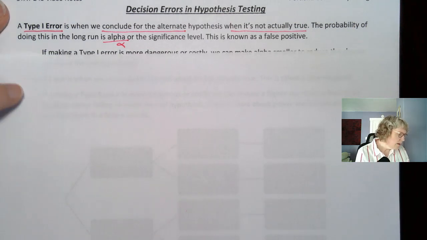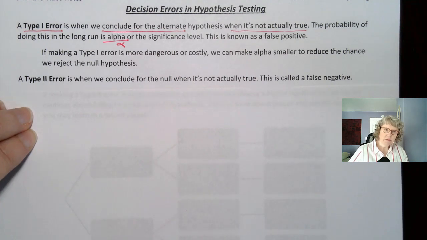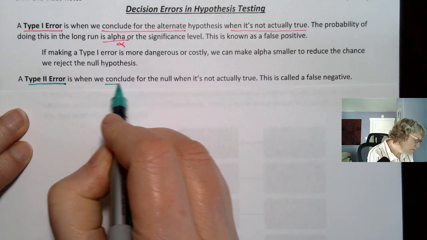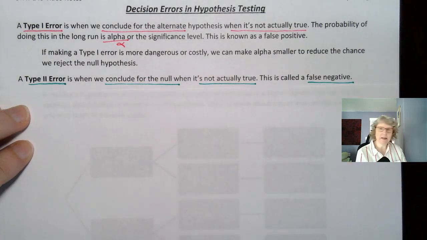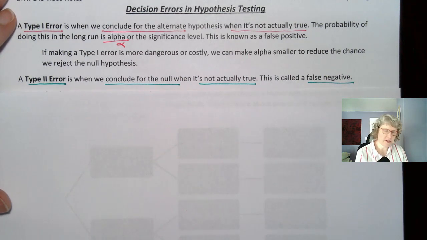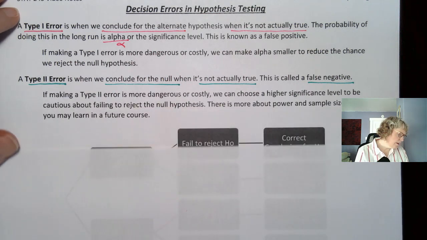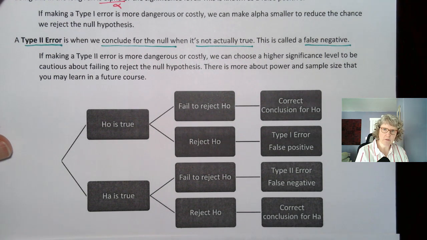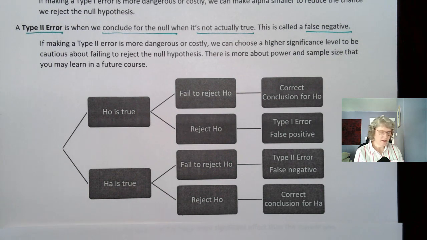Okay, so then a type 2, I'll come back to this part here. So a type 2 error is when we conclude for the null when it's not actually true, and that's called a false negative. Okay, so a false negative on a COVID test is a type 2 error. Okay, so we'll come back to that, but I want to show you this diagram because this is really helpful for me, so I hope it's helpful for you to visualize all the different possibilities here.